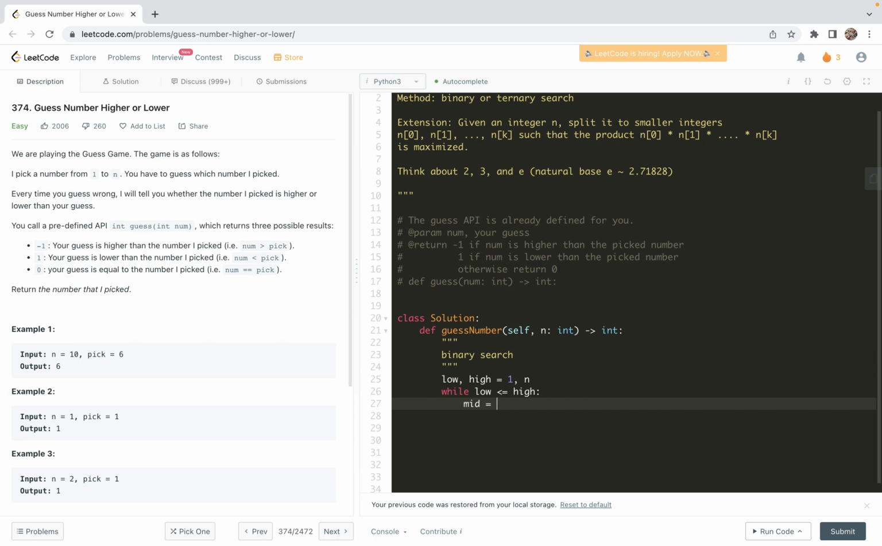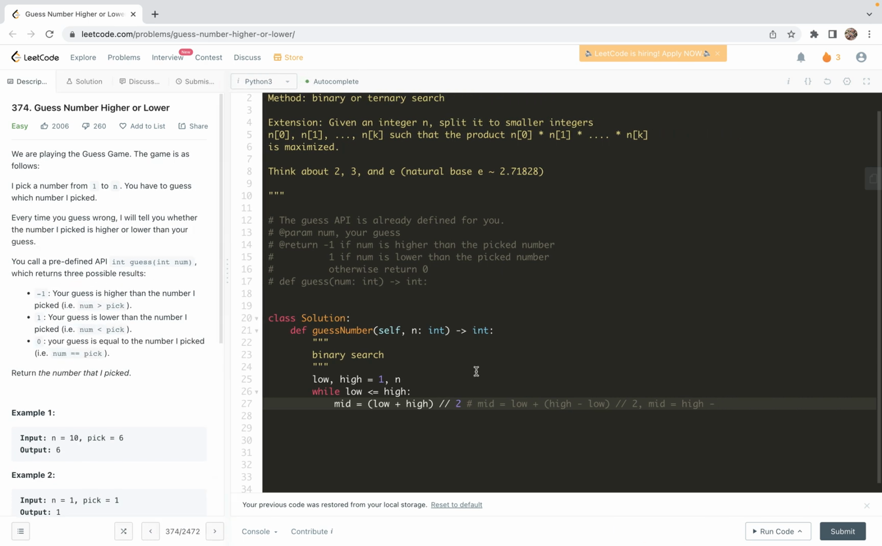Here I'm going to introduce mid as before. I'm going to call this low plus high over 2. Sometimes you can do it differently, depending on the direction you want to do the shrinkage. You can do mid equals low plus half of the distance, high minus low over 2. Or you can do mid equals high minus that delta, right?